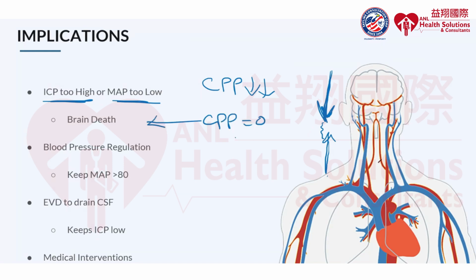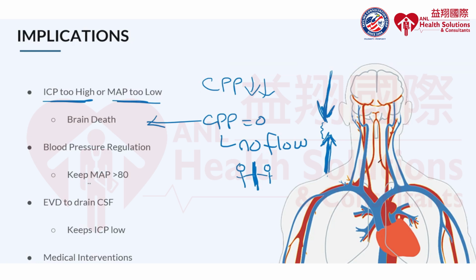Now, CPP of 0 would be no flow at all. Nothing's getting upwards. Think of it like two people who are pushing on either side of a door, right? So whichever person is stronger is going to get the door open faster and get through that door. If they are equal and have the same strength, then the door's not going anywhere, right? So 0 means nothing's flowing either way. So we want to make sure that that pressure upwards overcomes that pressure downwards from the ICP.